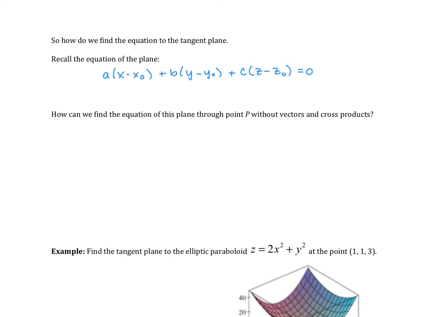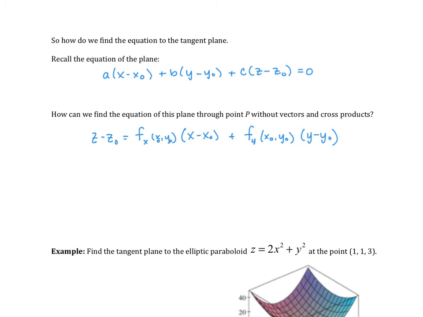So when we want to find the equation of the plane through the point P without dealing with vectors and cross products, because we could certainly use those as well, we would use the formula z minus z naught equals the partial derivative of f with respect to x times x minus x naught plus the partial derivative with respect to y at the point times y minus y naught. Oh shoot, go back. These should be x naught, y naught.